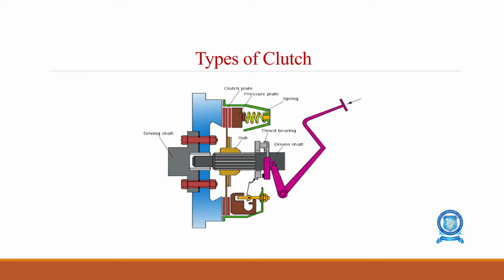When you need to change the gear, we'll be using the clutch pedal. That is the main use of the clutch. The main operation of the clutch is that when the clutch pedal, this is the clutch pedal, the pink area, is pressed, that is when the clutch is engaged.